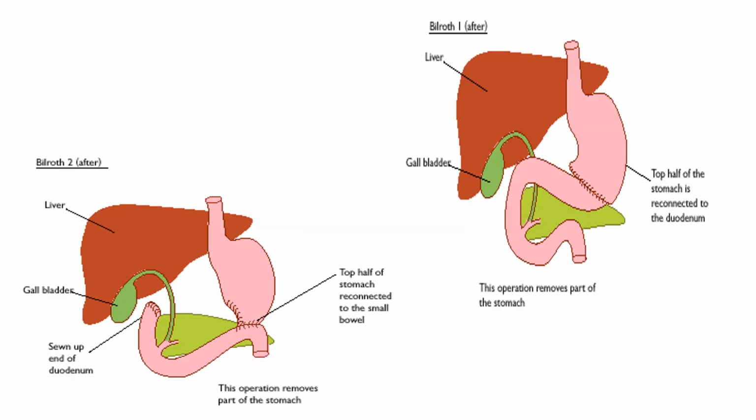And there's that Billroth 1 and Billroth 2, and you can see just where the locations of the surgical insertions are, and you can see where the duodenum is sewn up on one end of a patient, and the top half of the stomach is reconnected to the duodenum on the other one. So you can look at that for the particular procedure that is being done.